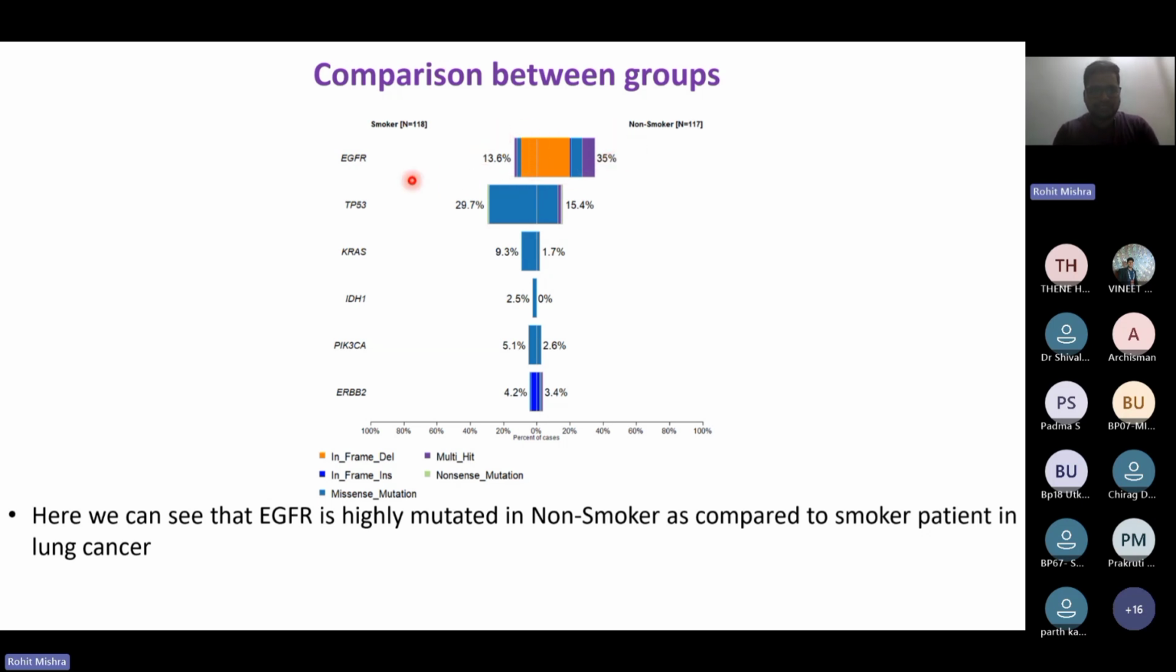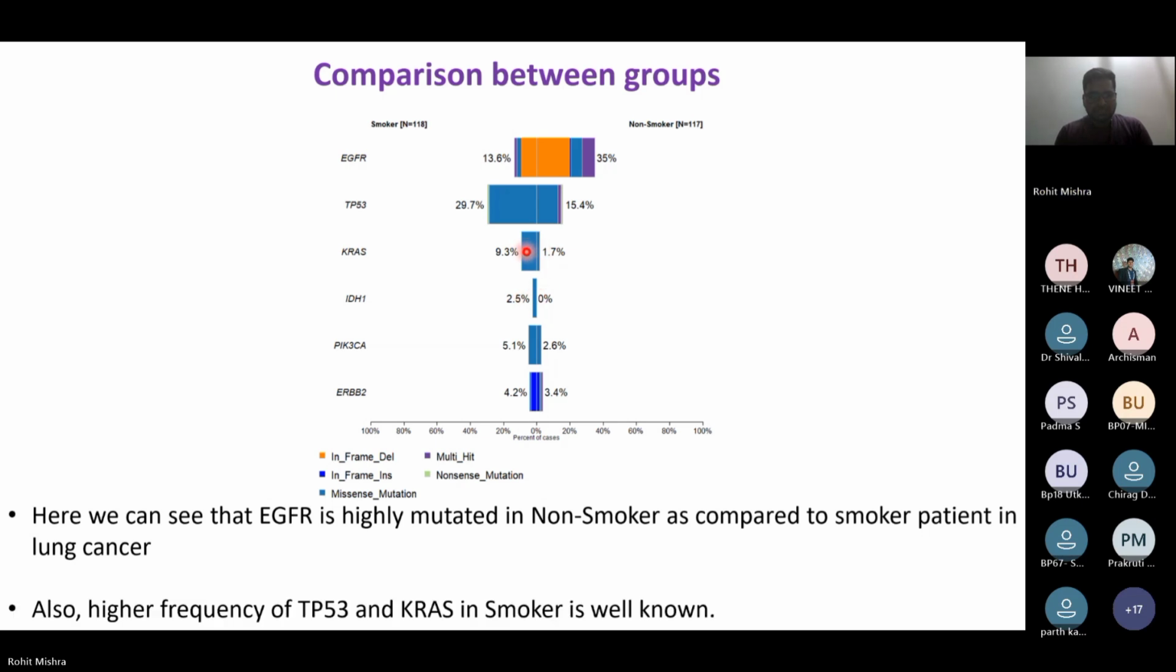The second thing I can see here is the TP53 mutation. TP53 is higher. Also, what we generally know is that EGFR is co-occurring with TP53. Some of the EGFR mutations are co-occurring with TP53, and hence we can confirm whatever we are finding. Based on this finding, I can say that EGFR is higher in non-smoker patients as compared to smokers. KRAS and TP53 are higher in smokers as compared to non-smoker patients, and this is well known.